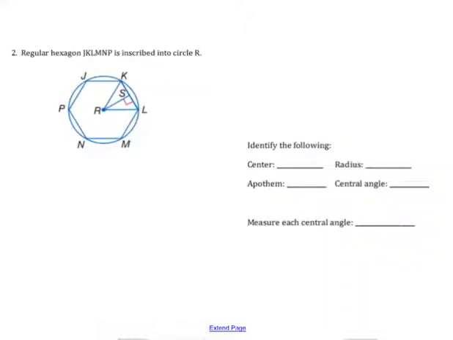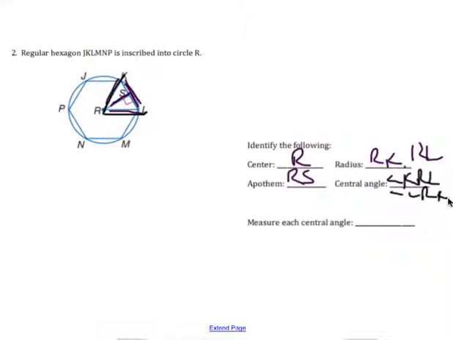Next, let's take a look at number 2. The center of our polygon is at R. The radius extends from R to the outside, so we have RK and RL. The apothem extends from the center to the side of our polygon, so that makes RS our apothem. Our central angle needs to go through the center of the circle, so it's going to be angle KRL or angle LRK. Either way, it doesn't matter.